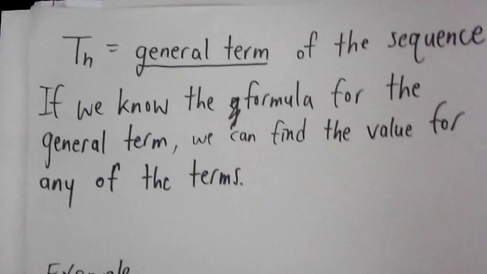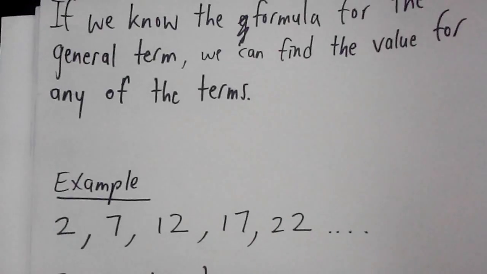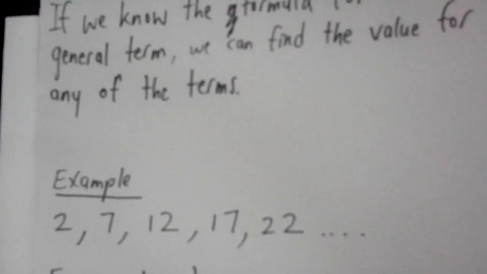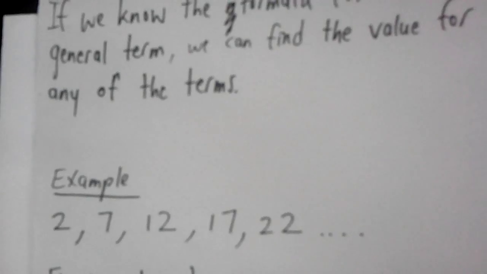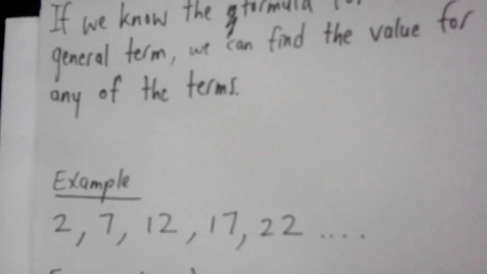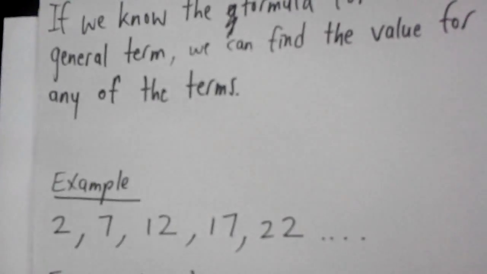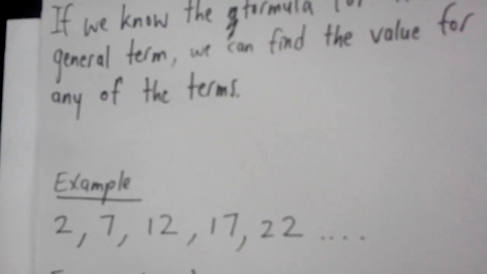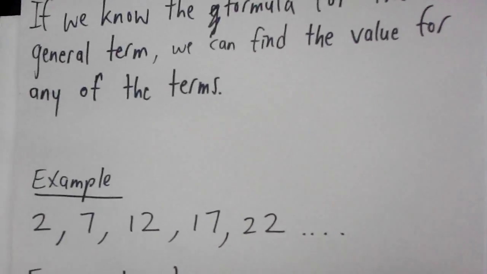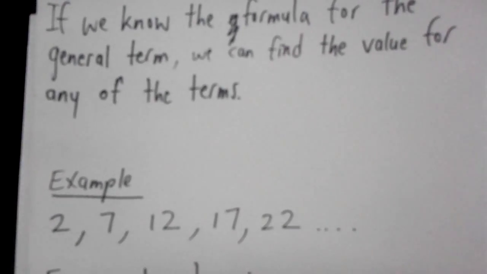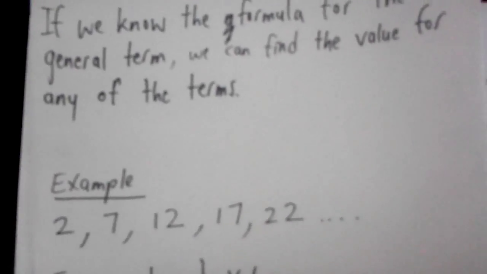Now let's take a look at an example. For this example, I have the numbers 2, 7, 12, 17, 22, etc. as a sequence. How do we figure out the formula, the general formula for this sequence? We can generate a table first and find if there's anything in common between the subsequent terms.